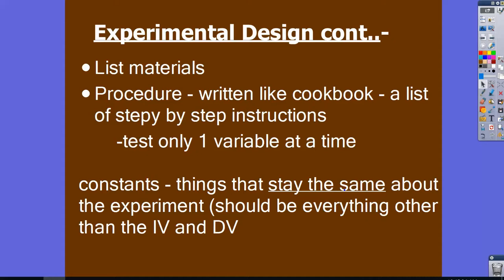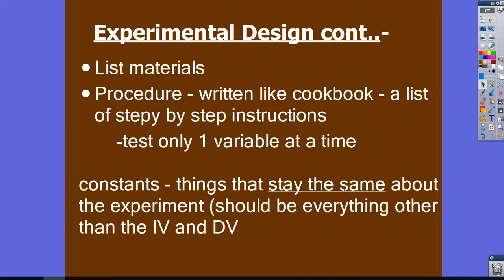And then the procedure is written. And this is really just a step-by-step list of instructions to complete the experiment, kind of like a cookbook. First do this, then do this, next do this. Again, when you write this, you would not have any pronouns. No, I do this, or next you do this. This is done first, this is done next, this is done third, and so on.